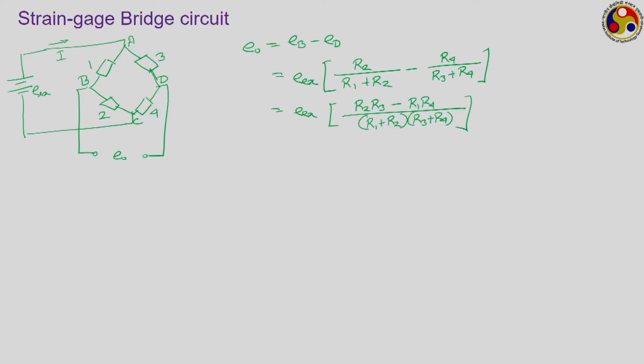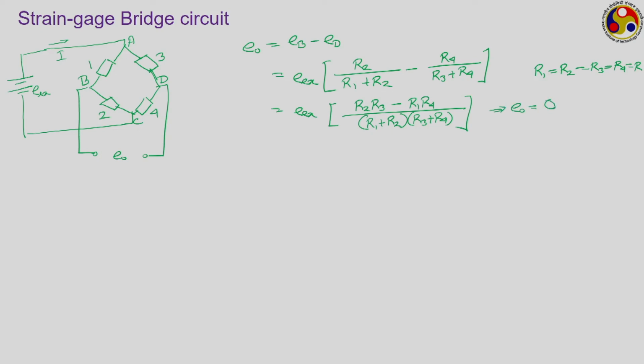If all these resistances are of equal value, that is R1, R2, R3, R4 all are equal to some R, then what we are going to get from here is E0 equal to 0 under normal situation.